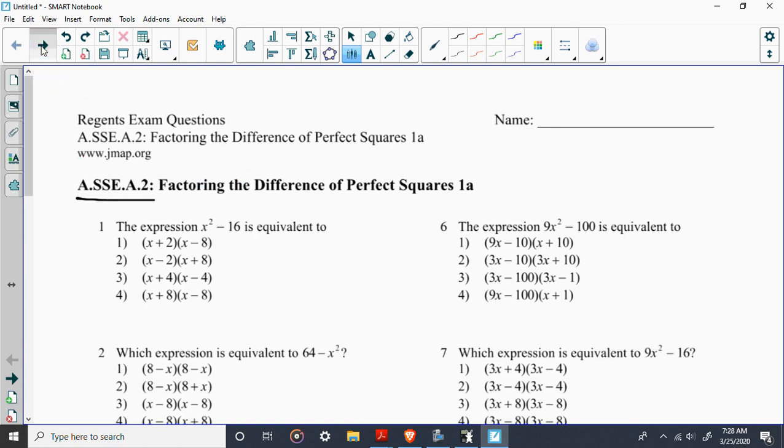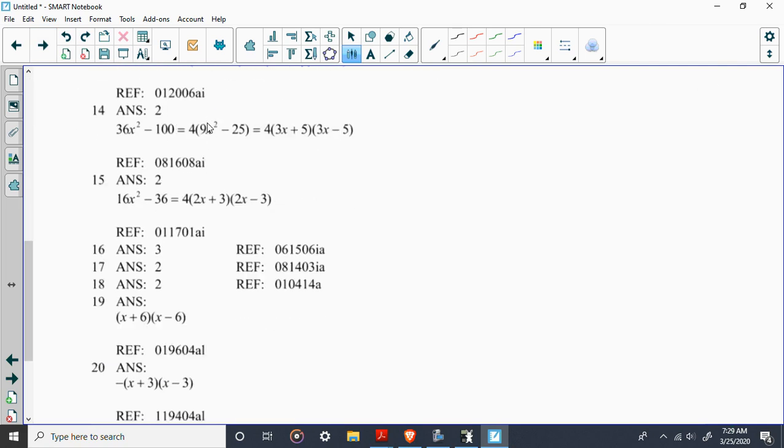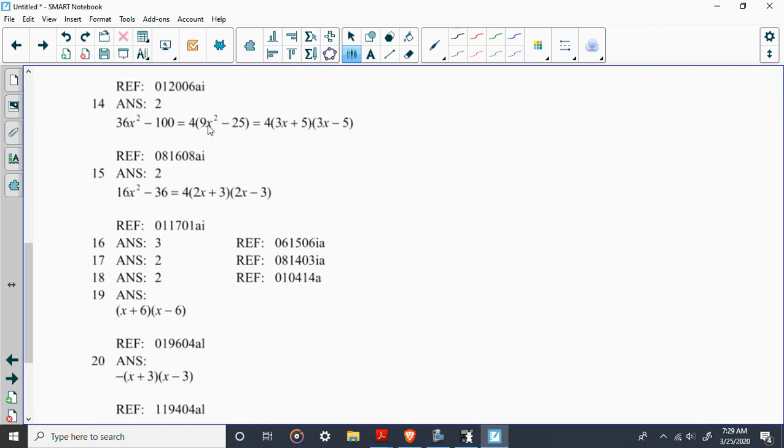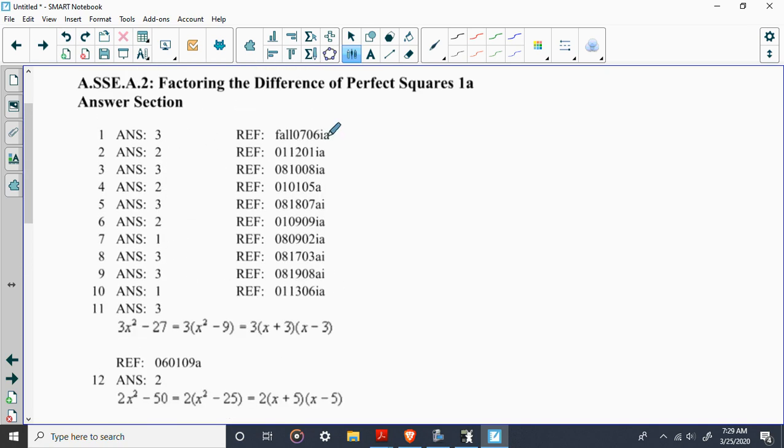But the best part is if you go to the end, it will not only give you the answers, it will tell you what tests they're from. So now, if you see this IA, that means it's from Integrated Algebra. So this is from the Fall 2007 Integrated Algebra Regents, question number 6. This next one was from the January 2012 Integrated Algebra Regents, question number 1.